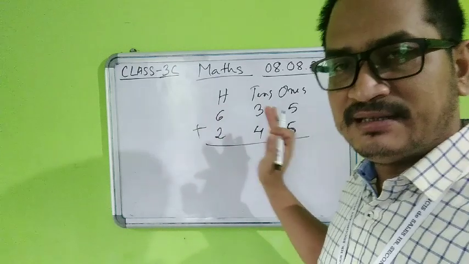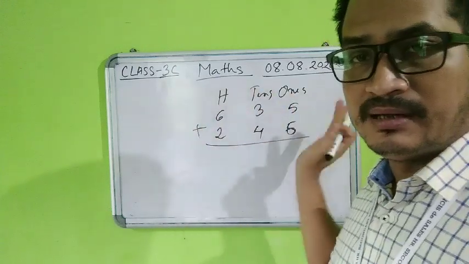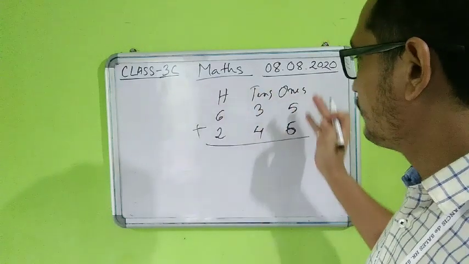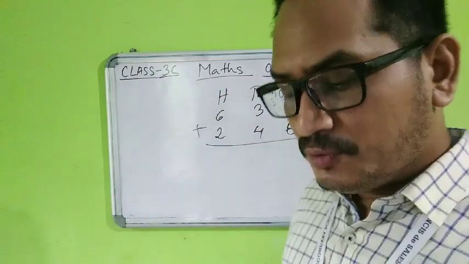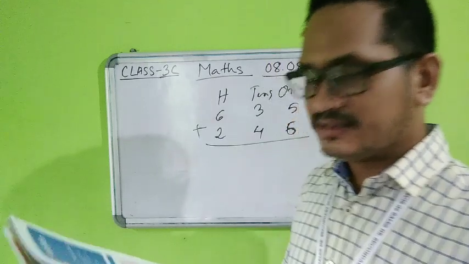Never start from the left hand side. Always you have to start from the right hand side. That means you have to always start from ones, then tens, then hundreds, then thousands, like that. Regroup the sum and carry it forward to the next place if necessary.